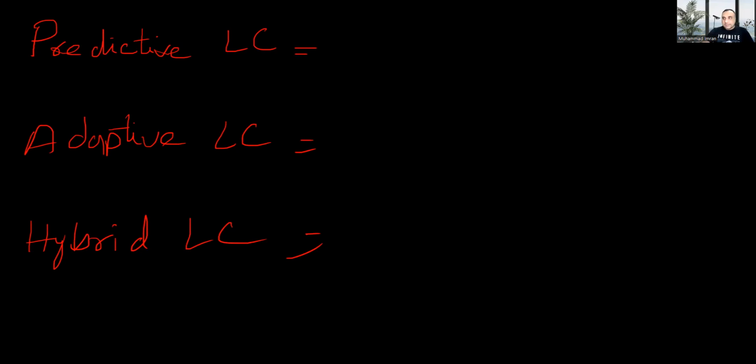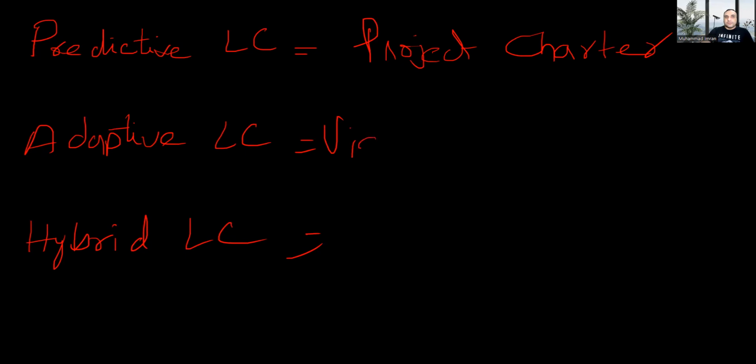So the first one is, yes, I agree. What is the second one? What document do you need to start the project? In the predictive life cycle, we have what? Project charter. In adaptive, we have what? Vision statement. And hybrid also starts with the charter.